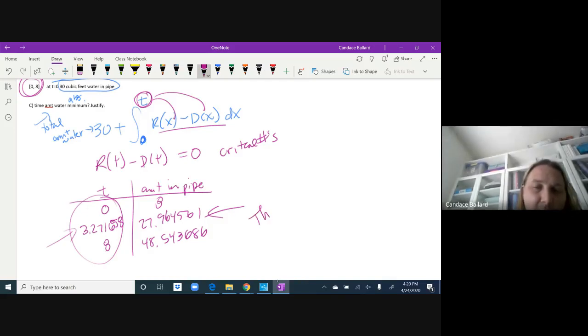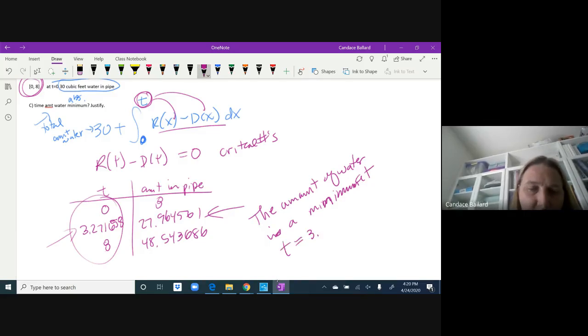So the amount of water, and again, I'm restating the question stem. Amount of water is a minimum at t equals 3.27165. You're probably good there. And then that's measured in hours.